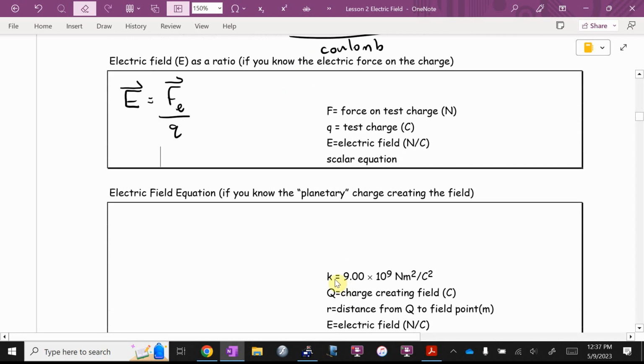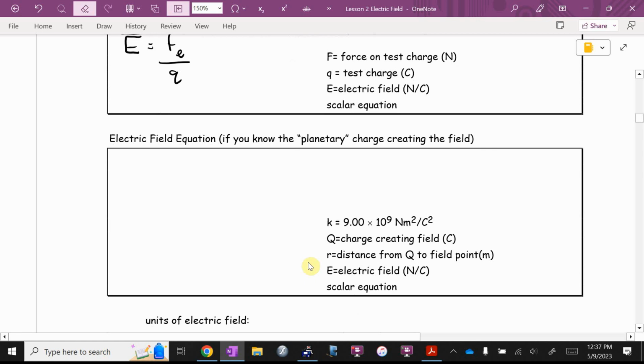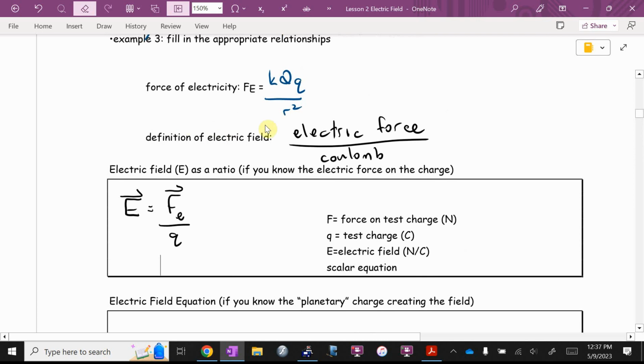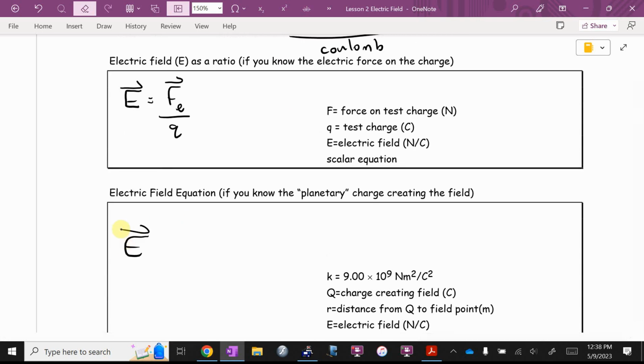Or we can also find the electric field if we know the planetary charge that's creating the field. You know what? It's going to be this equation, canceling out the little q. See it right from here? It's going to be K big Q over R squared. When would I use either of these if they ask for the electric field? Oh, I would use the bottom one if they also gave me a distance in meters. I would use the top one if they gave me a force in newtons. They're going to give me coulombs.